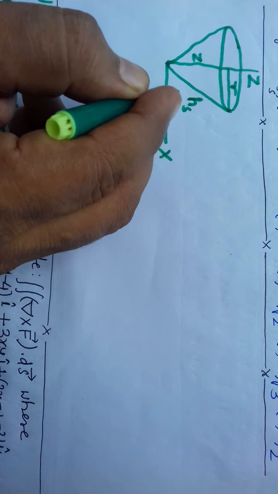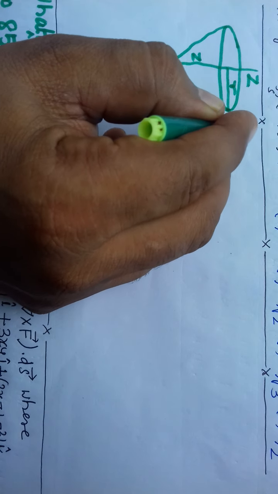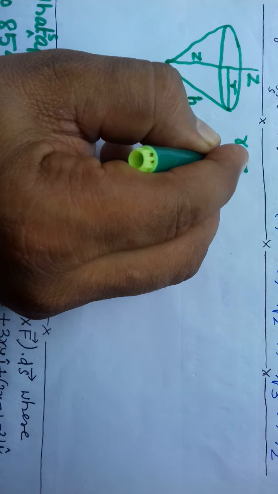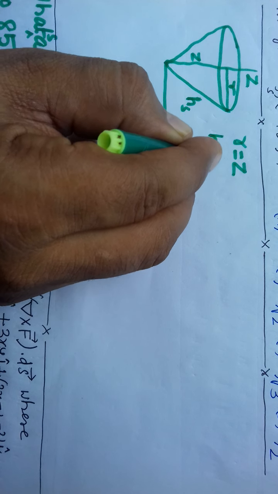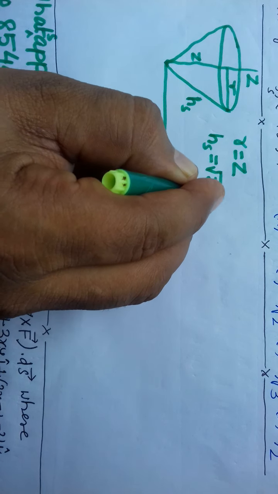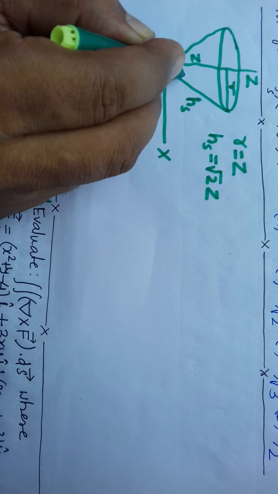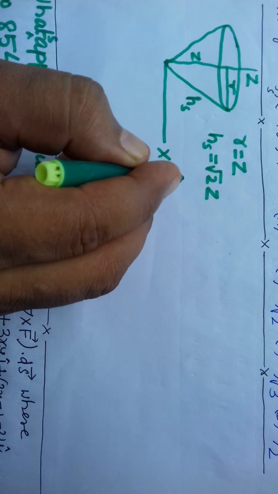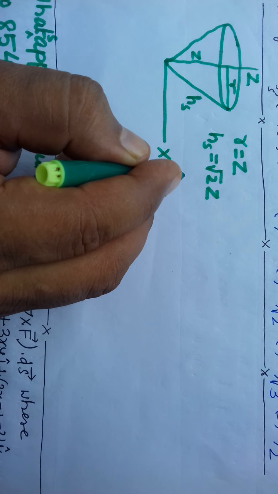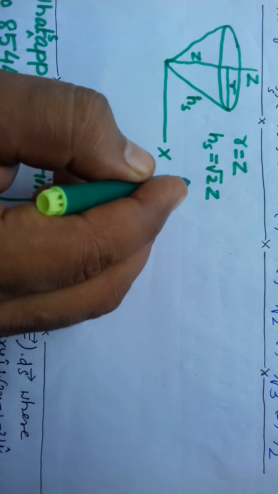Here we see that r equals z, so hs equals root 2 z because this angle is pi by 4. And as I said, the key to this problem is the shape of dS.